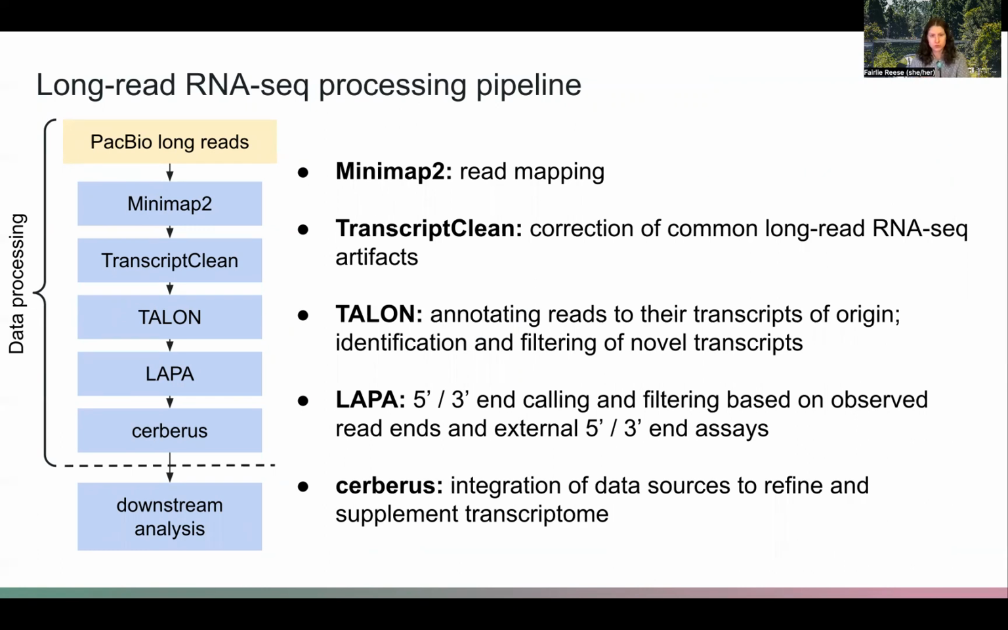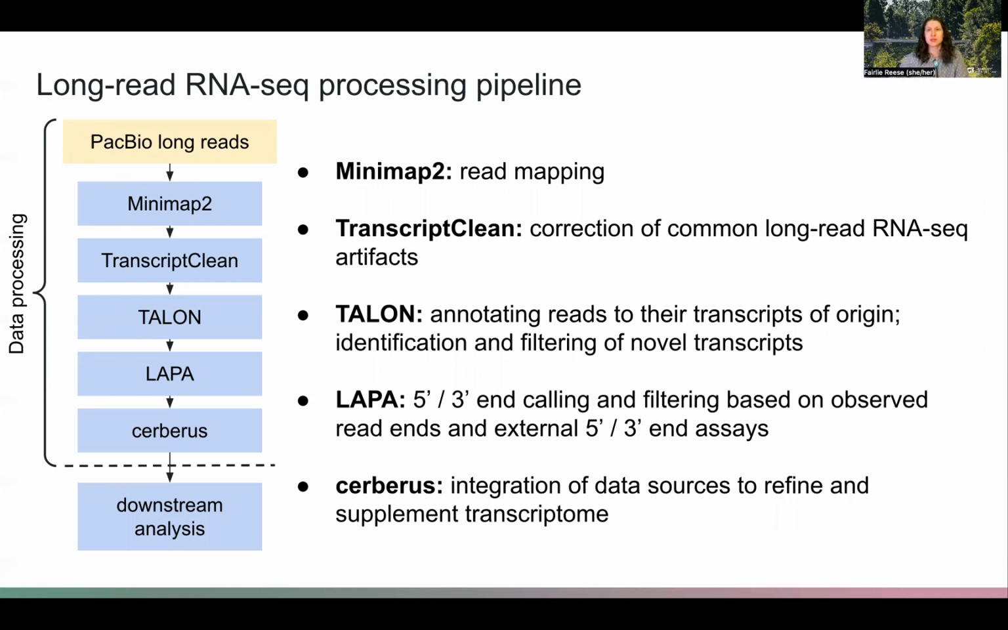Then we use another new tool developed in the lab called Cerberus to create a transcriptome that's the result of integrating a lot of different transcriptome sources, such as multiple versions of the annotation, our long read data, as well as these external sources supporting the existence of 5' and 3' ends.